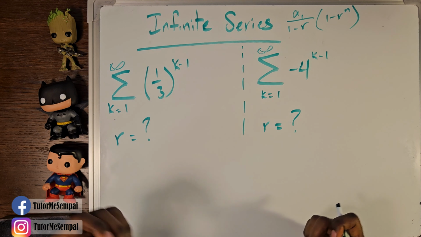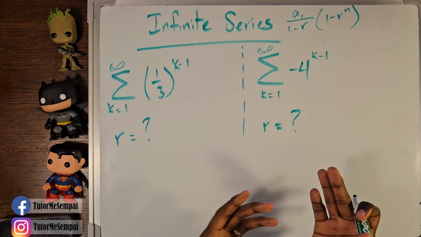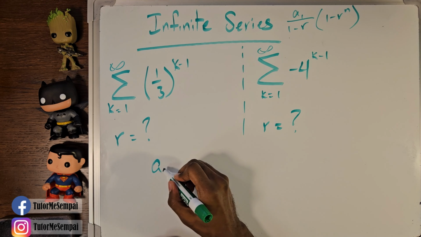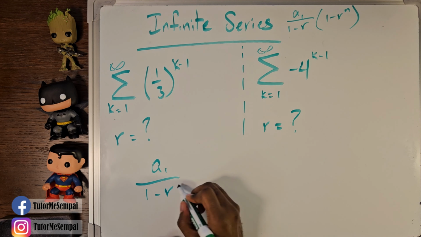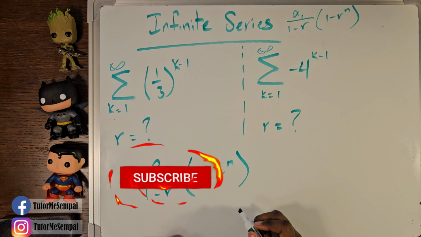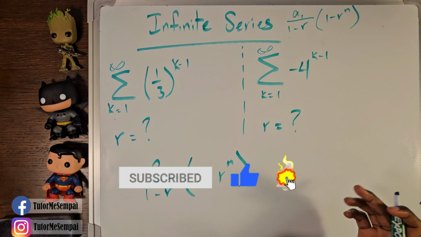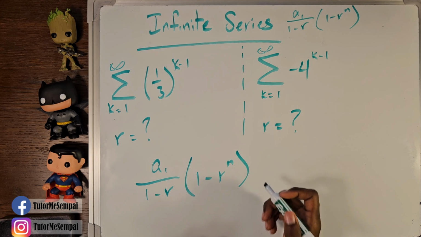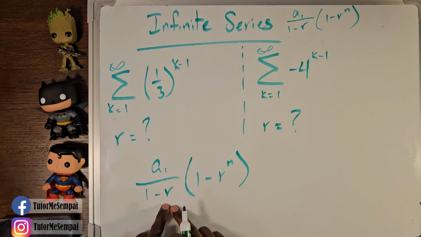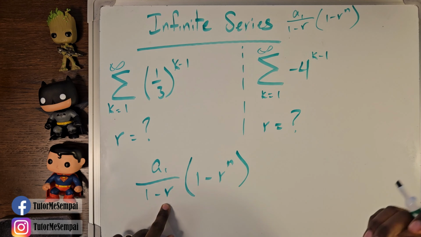Well, how do we figure out if it converges or diverges? Well, that's going to be determined by your common ratio. Let me show you what I mean by that. Let's look at our formula here. We have a sub 1 over 1 minus r times 1 minus r to the nth power. And as we're adding more and more terms to our infinite series, the only thing that's going to be changing here is this n. Our a sub 1 is pretty fixed, our r is also fixed, but n is going to be growing as the terms keep increasing.